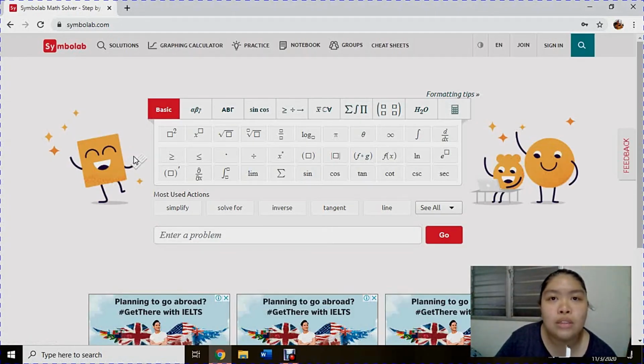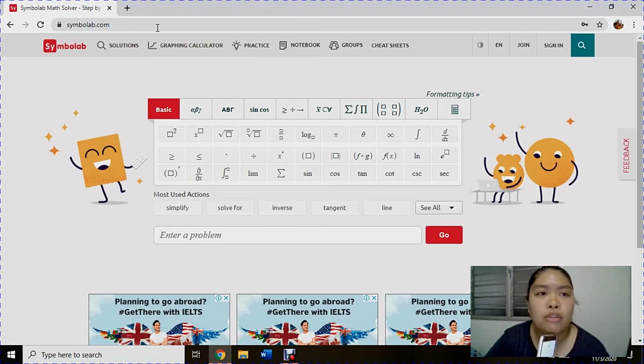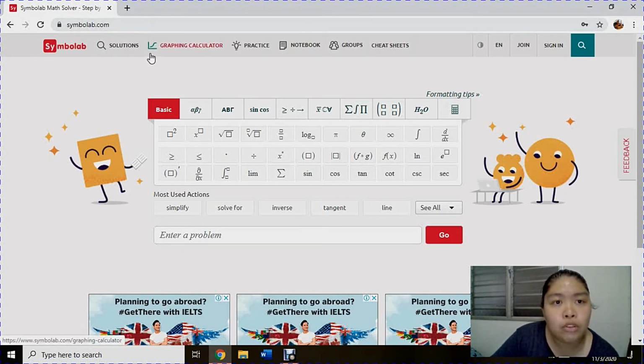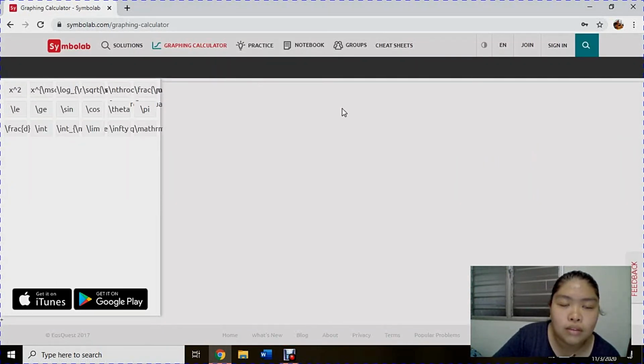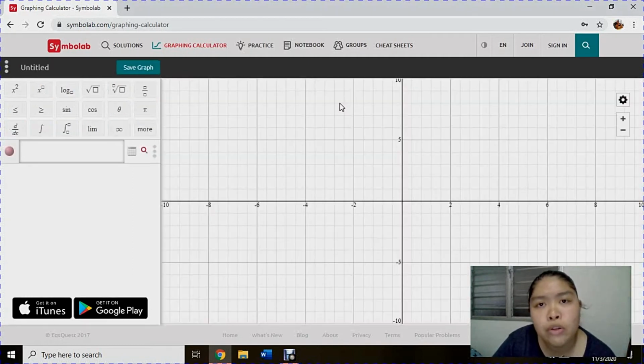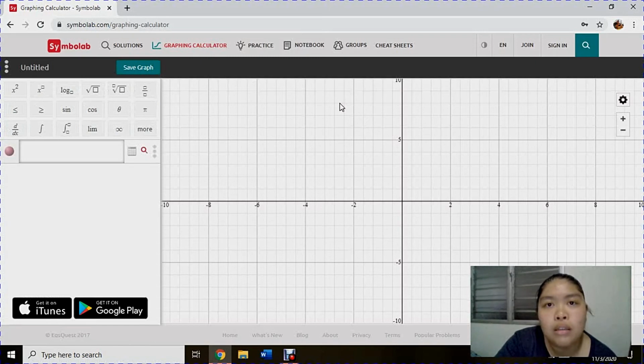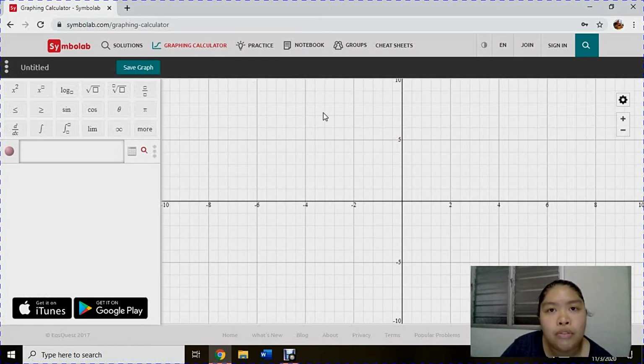Alright, now we're no longer using the Symbolab application on my phone. However, we are using the symbolab.com website, which we can just search on any search engine you can find. Now, basically I want to show you how to use the graphing calculator on the website. Just click on the graphing calculator above. Actually, when we're using the website, it's a bit different.